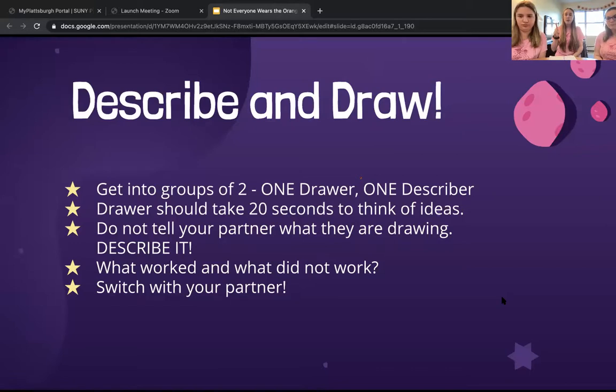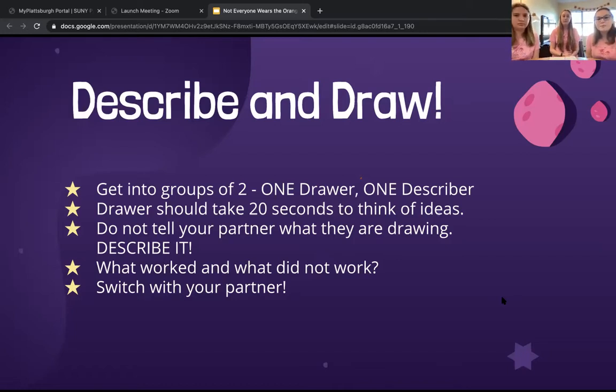So first, get a partner. Second, you're going to think of an object. So we thought of a flower. So think of an object you want to draw, describe it to your partner, and have your partner draw it. All right, so you can go ahead and pause the video now. And if you don't have a partner, stay on with us.